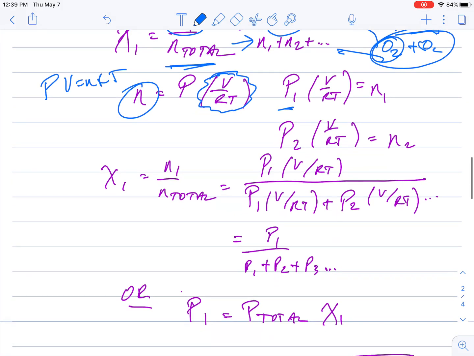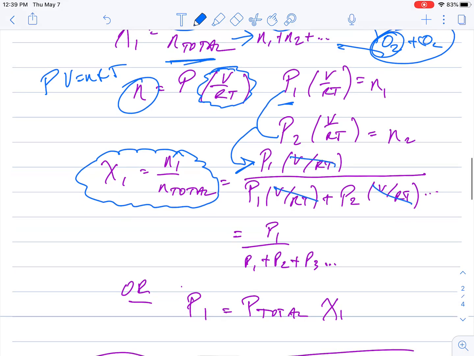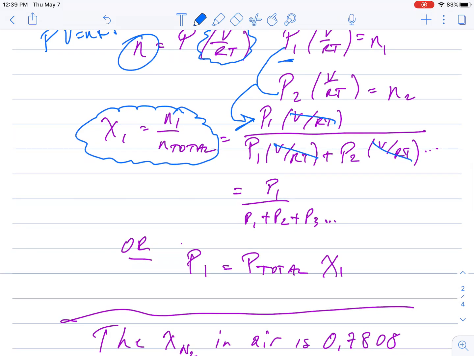Now I'm going to go back to how I began to calculate this whole thing of partial pressures. Here's my partial pressure 1, n1 over n total. So I'm going to take this idea and put it in here. Then I'm going to have P1 times V over RT over P1 times V over RT plus P2 times V over RT. So then what's going to happen is that I can cancel out my V over RTs, and I can write this as just the pressures as well.